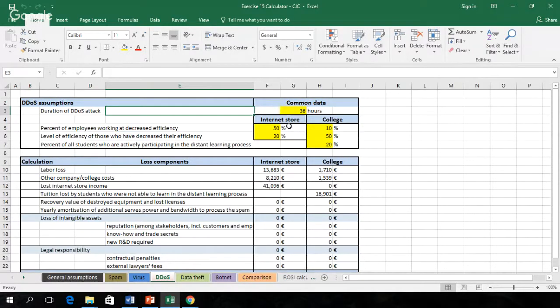IT security department. But if the college offers some distance learning model, the loss can be significant. It is assumed 20% of all students participate in learning in the calculation. The loss of labor cost is equal to the duration times the number of employees whose work is affected by the attack times the level of loss of their efficiency times their salary, increased by additional personnel cost and other costs.